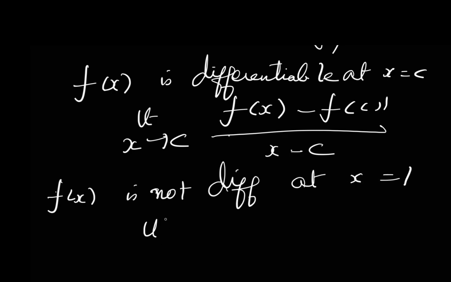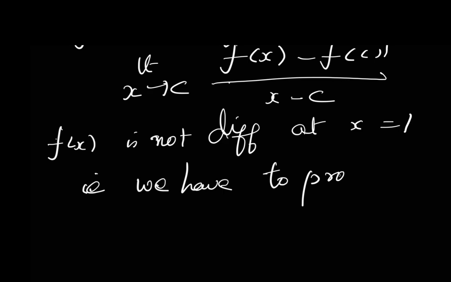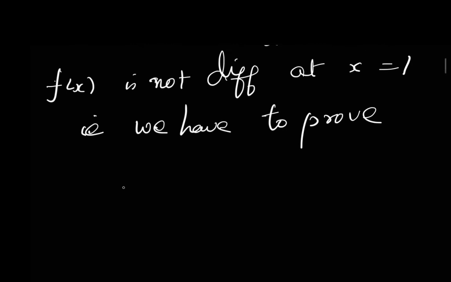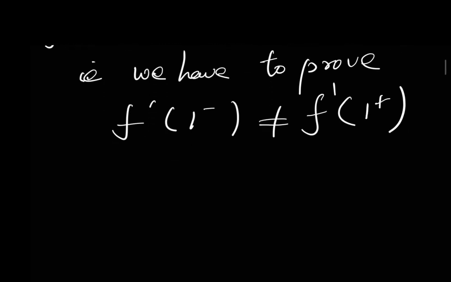That is, we have to prove that the left-hand derivative f dash of 1 minus is not equal to the right-hand derivative f dash of 1 plus. I have to show this.